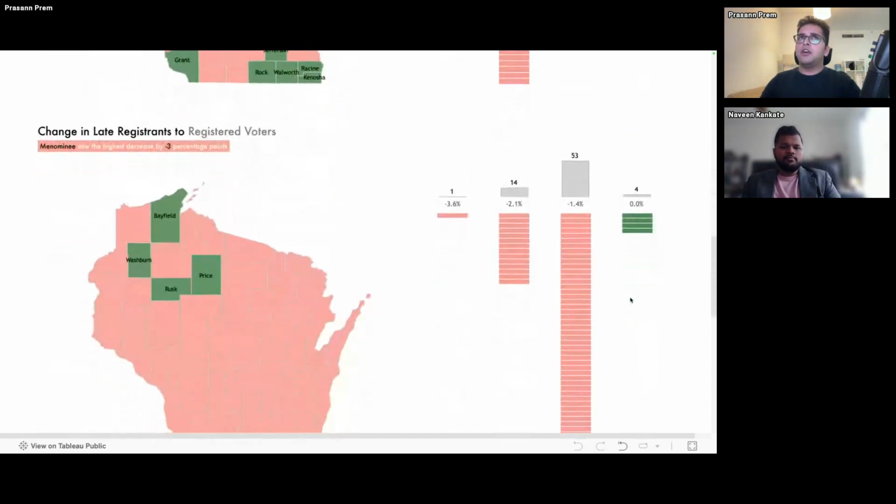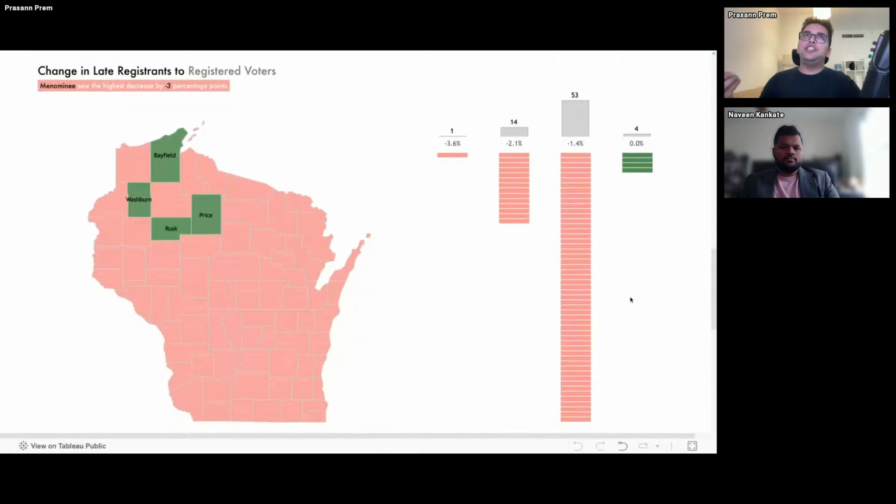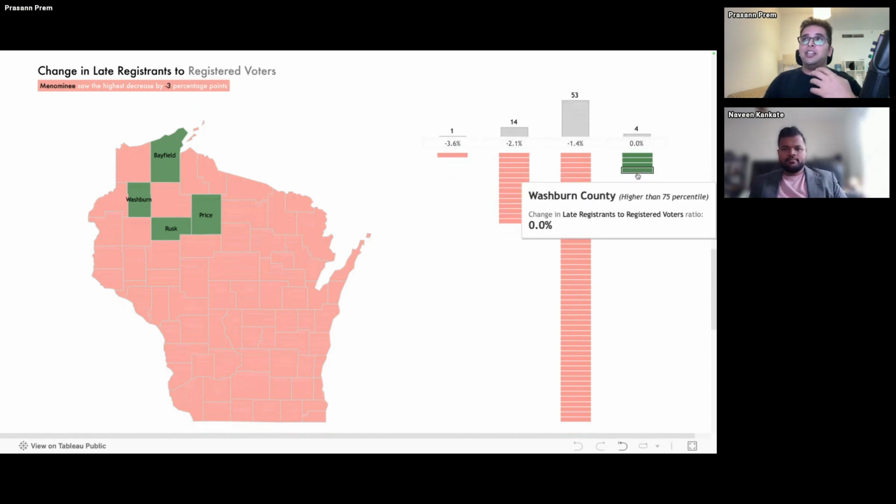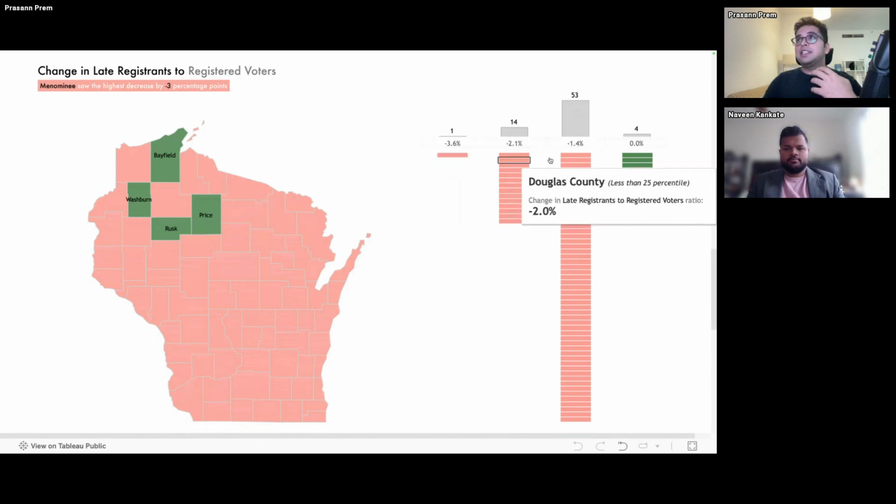So further, if we go down, now we are looking at the change in late registrants to registered voters. Here also, it's very skewed. Only a few of them are in the 75th percentile or above the median, the rest of them. But again, if we see right here, the decrease isn't that much. It's going up to zero, almost. It's all zero, so no change. But still, there has been a minimalistic decrease here.